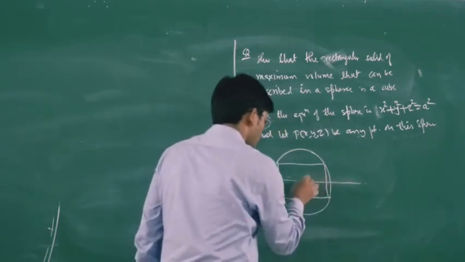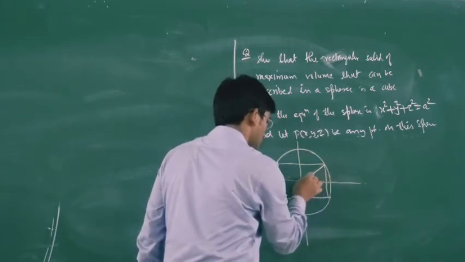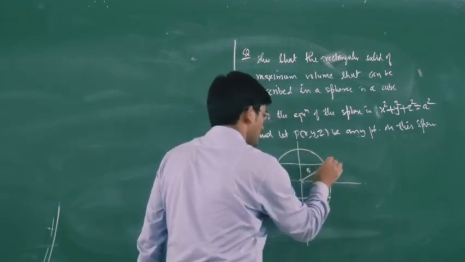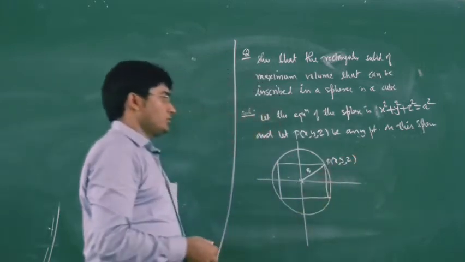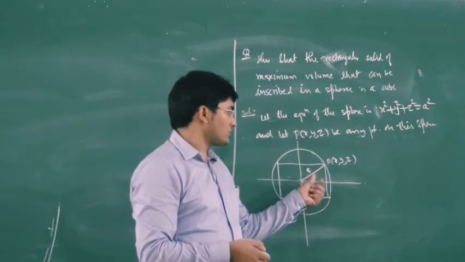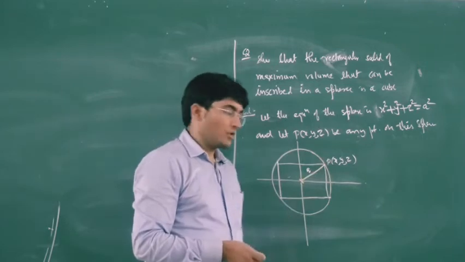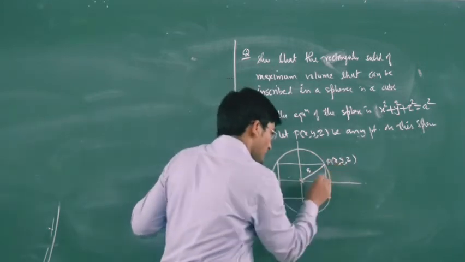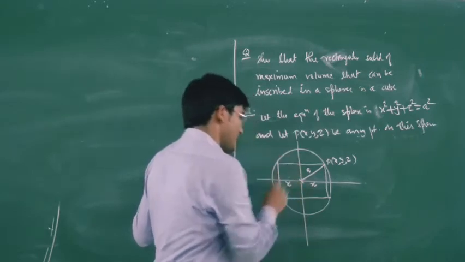Now, if this is your origin, then this is your radius, which is your a. So this point is x, y, z, and this is your origin. So we can say that our a square is equal to x square plus y square plus z square, because this is your radius. Now, if this is your x, then we can say this is our x.